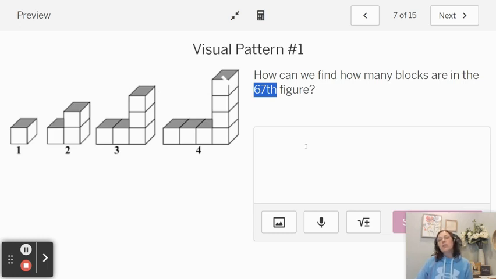So I think one of the better ways is, what if we could come up with a formula that would help us, just like we could put a 67 in the formula and it would tell us how many blocks there are? Well, you're in luck. There is a way to do that. Let's take a look at that.